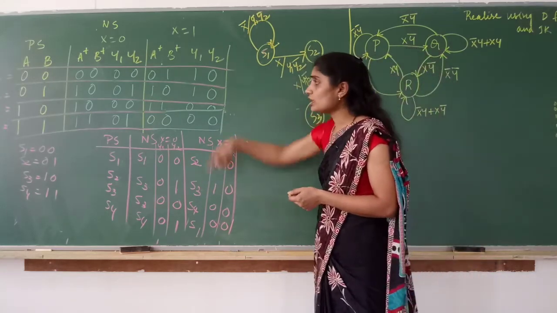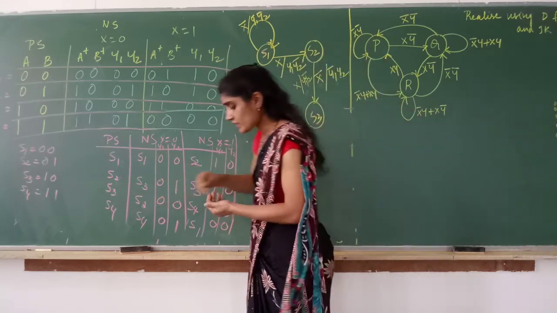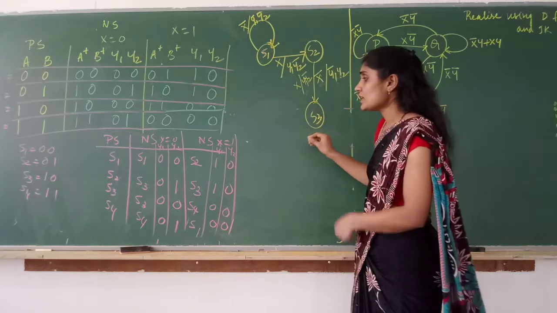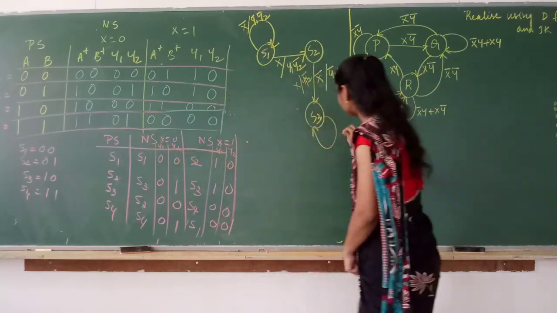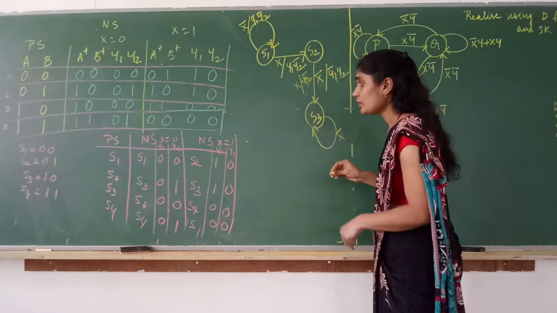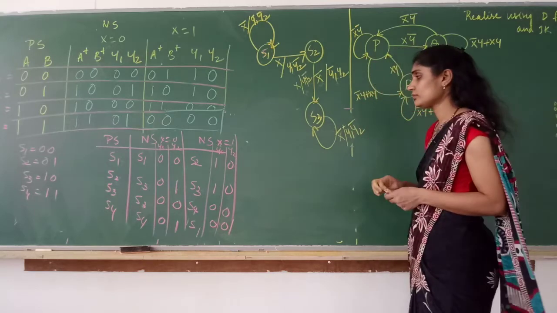You should follow all the steps correctly, only then you get the state diagram proper. Now present state is S3. Next state is again S3 when x is 0. So write x bar. And what is y1, y2? 0, 0. So y1 bar, y2 bar.